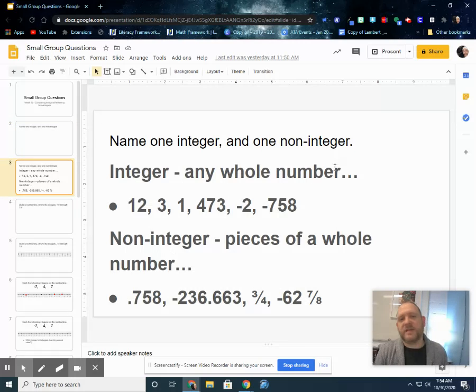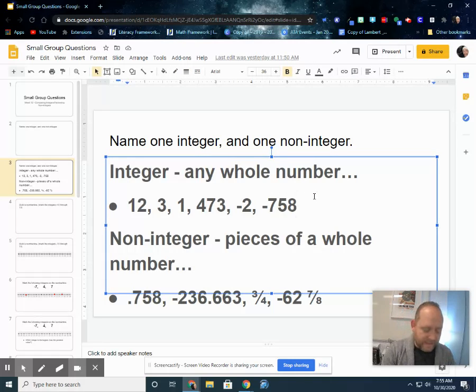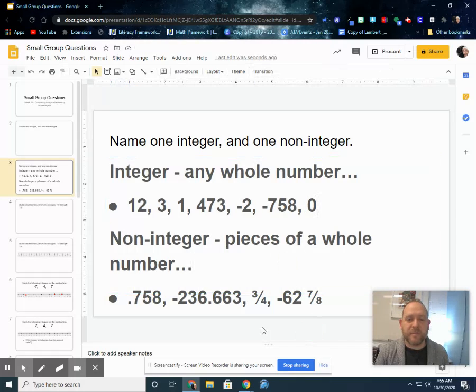So what we came up with is an integer is any whole number. So 12, 3, 1, 473, all those are positive integers. Negative 2, negative 758, those would be negative integers. 0 is also an integer. We'll go ahead and add that one to the list. Ladies and gentlemen, an integer is any whole number. This just means any number that does not have pieces or parts as a part of it.